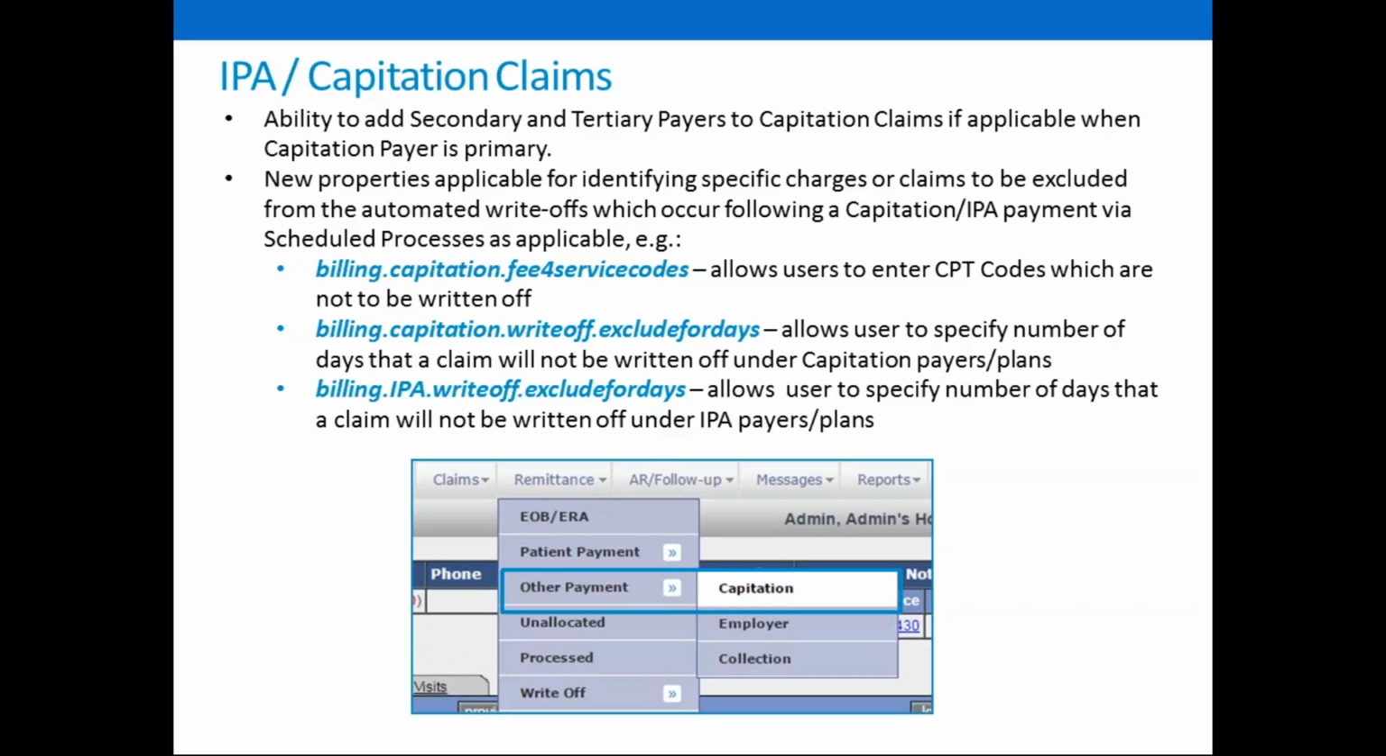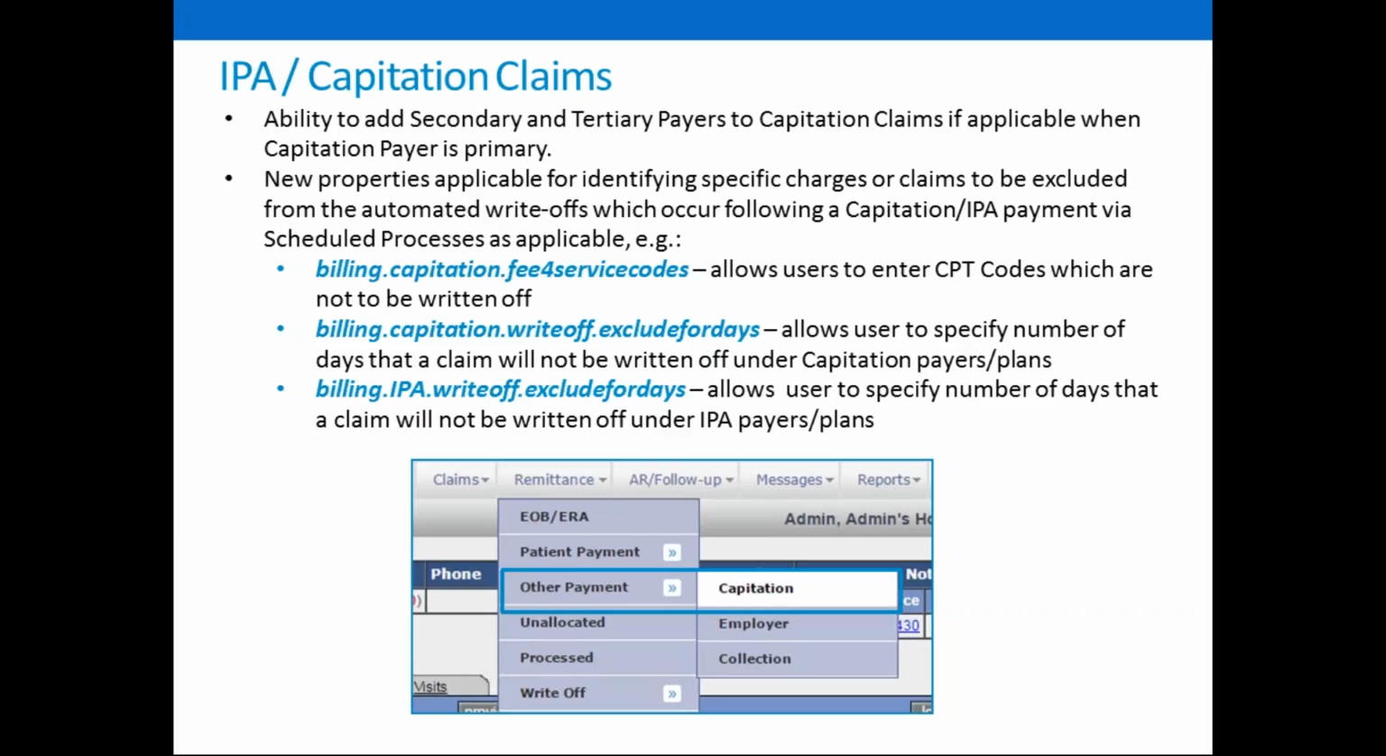In many cases, that is still valid because that is typically the default behavior of a capitated contract or an IPA plan. However, there are instances where there are carve-outs now based at the CPT level, the HCPC level, the payer level. So we've added these new properties that will allow you, if you're under that scenario, to define the CPT or HCPC codes that should not be written off.